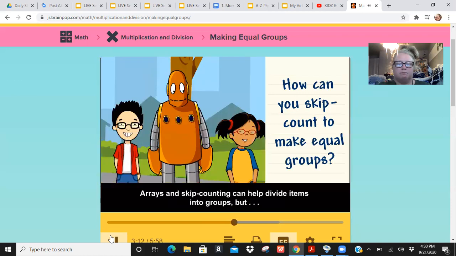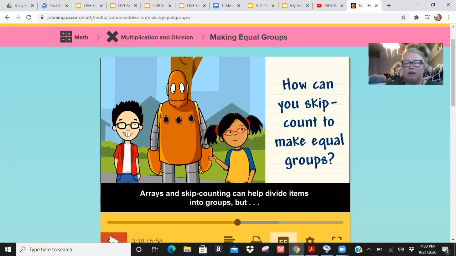Arrays and skip counting can help divide items into groups. All right, so boys and girls, that was our lesson today on making equal groups. The term equal means the same number of objects in each group.